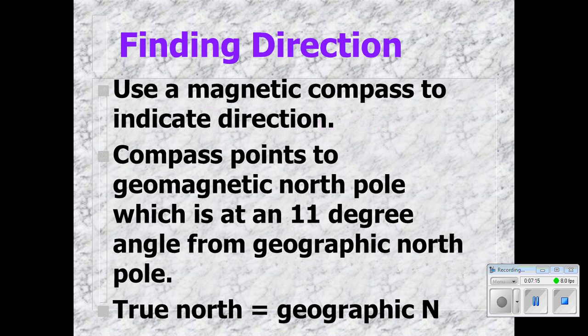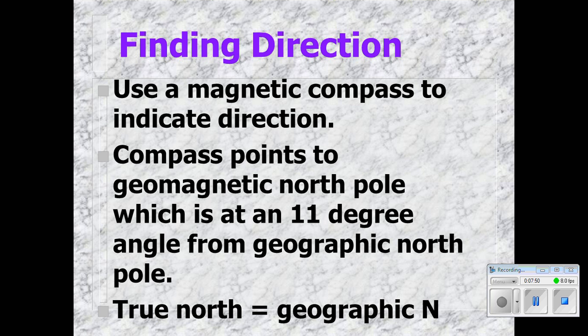Finding direction. Use a magnetic compass to indicate direction. A compass points to geomagnetic North Pole, which is at an 11-degree angle from the geographic North Pole. True north and geographic north are the same, but this magnetic north is actually different. What's going on at this point is that the North Pole is actually shifting to become the South Pole, and the South Pole is shifting to become the North Pole.